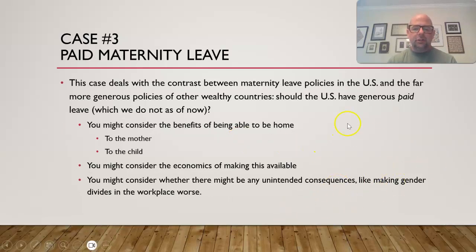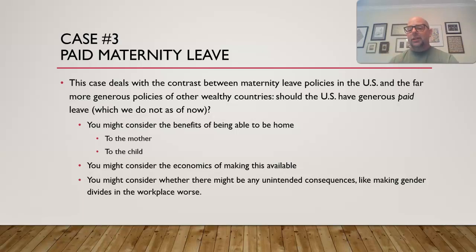Case 3 is about paid maternity leave. The U.S. does not have a legal right to paid maternity leave. Some companies might do it to attract workers, but countries like Germany have very generous paid leave. And so you might think you're being asked to think about whether we should do it too. There are a lot of benefits of being able to stay home with the child. But of course, somebody's got to pay to make that happen.